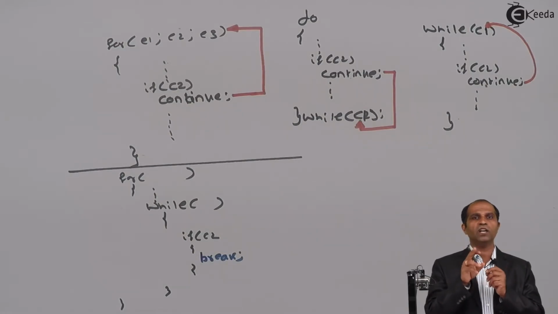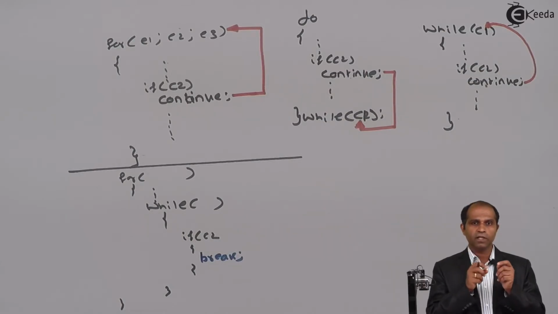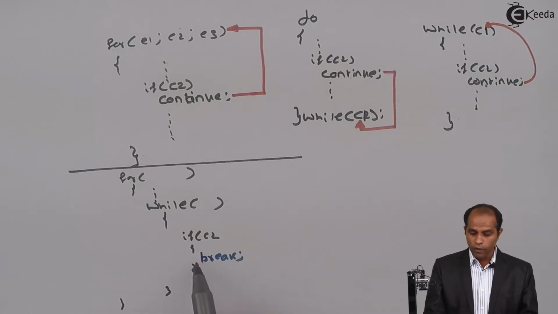Whereas while, do while and for are called loops, because after the condition is evaluated, it will decide whether to come back to the condition or to quit this entire structure. Since while is a loop, break will always affect the loop.